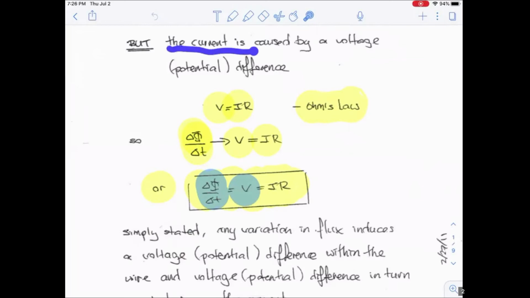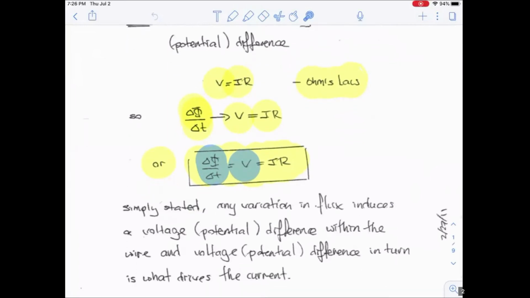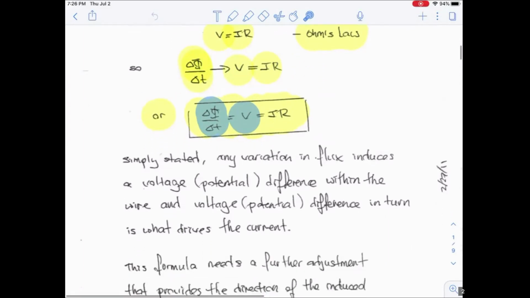So what do we know? We know that the current is going to be caused by a voltage difference. That's the Ohm's law that we've been discussing for a while. So what must happen is the change in flux must be inducing a voltage, and we know for a fact that voltage is what generates current. That's it. Once again, there's an arrow. I'm saying that the change in flux is going to induce voltage, and voltage is what drives current.